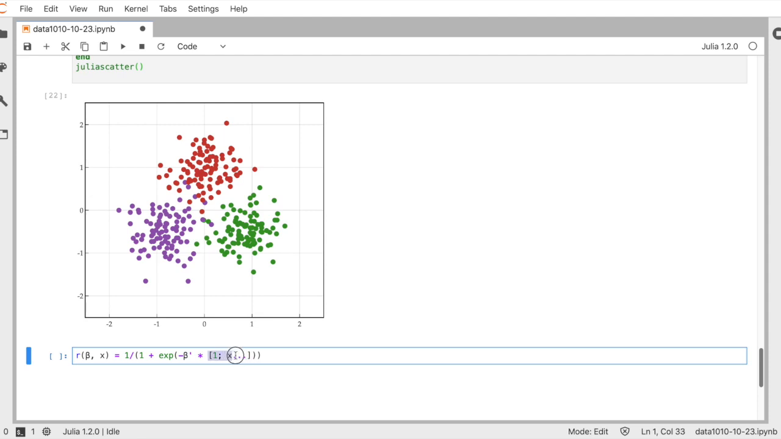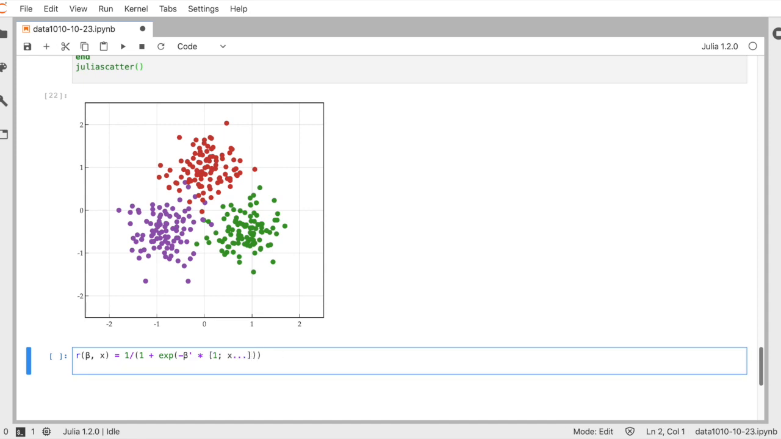So this is a vertical concatenation operator. 1 is the first entry, and then the entries of x are going to be the subsequent entries of this vector. So now we can define our loss function. And again, we're going to have to do it on a color by color basis. So conceptually here, what we expect is that there's going to be a line kind of coming through here separating purple from non-purple. Another one here separating red from non-red. Same idea, green separated from non-green.